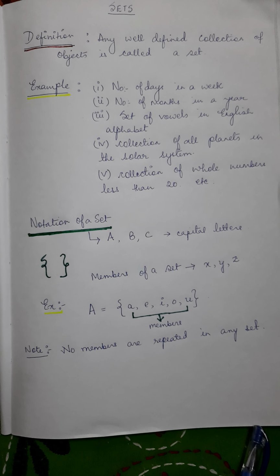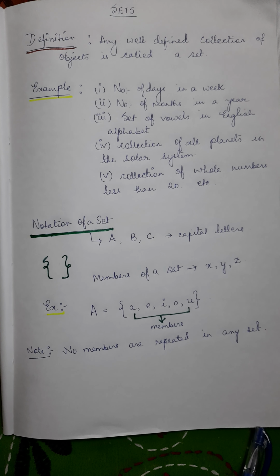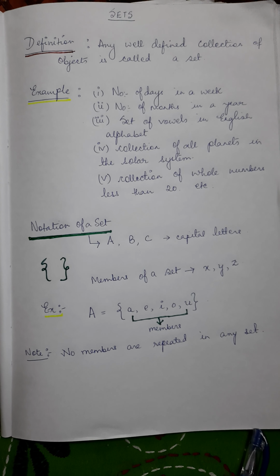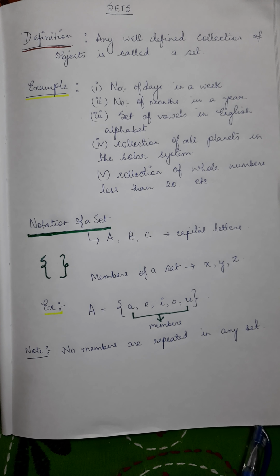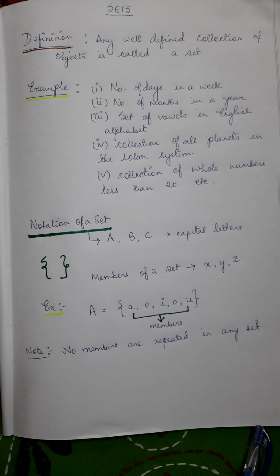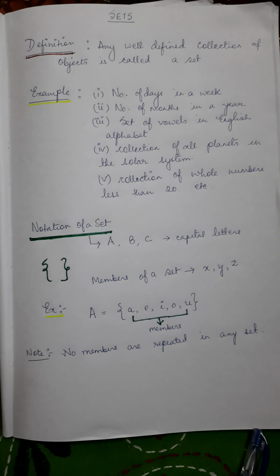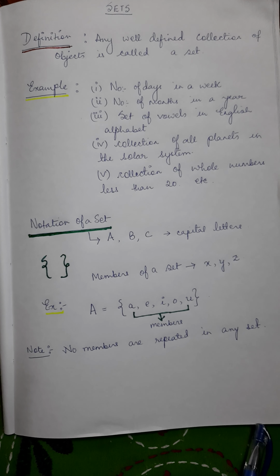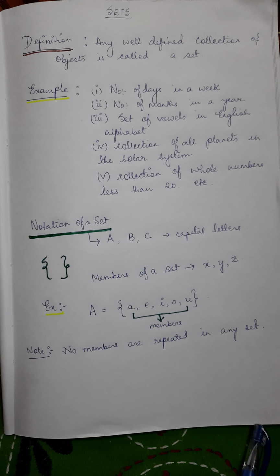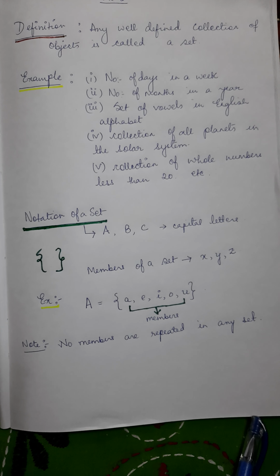Let me give you another example. Suppose number of days in a week. So let me take the number of days in a week as set B, and what are the days in a week? Monday, Tuesday, Wednesday, Thursday, Friday, Saturday. So I write by means of a second bracket, and then I write the days by putting a comma sign.